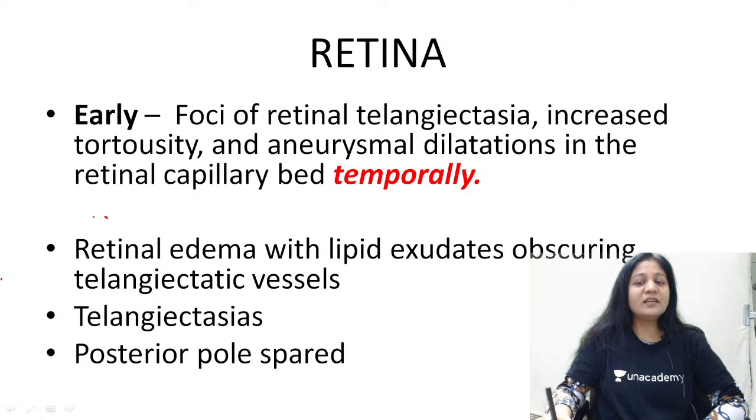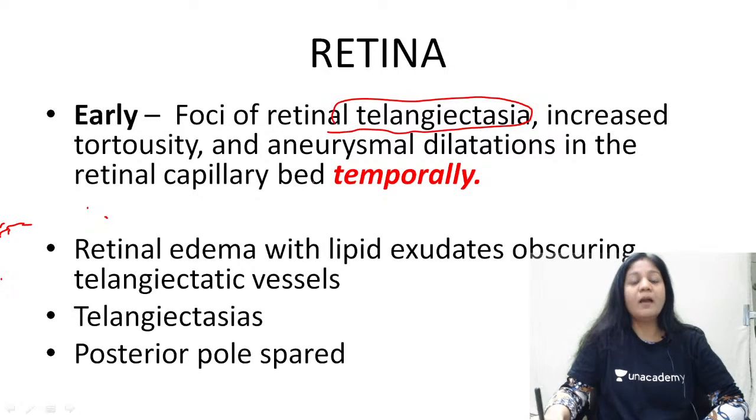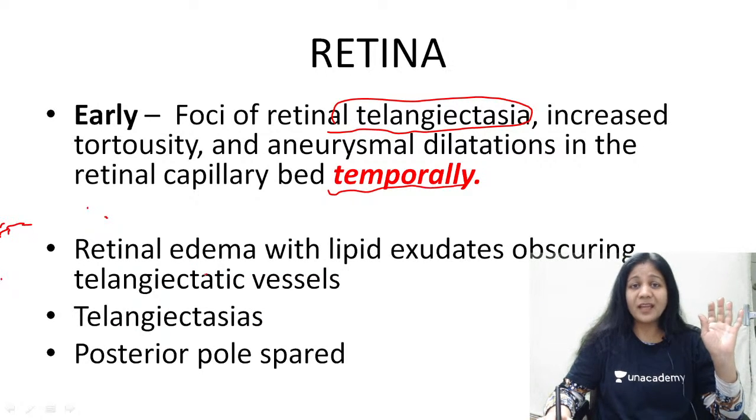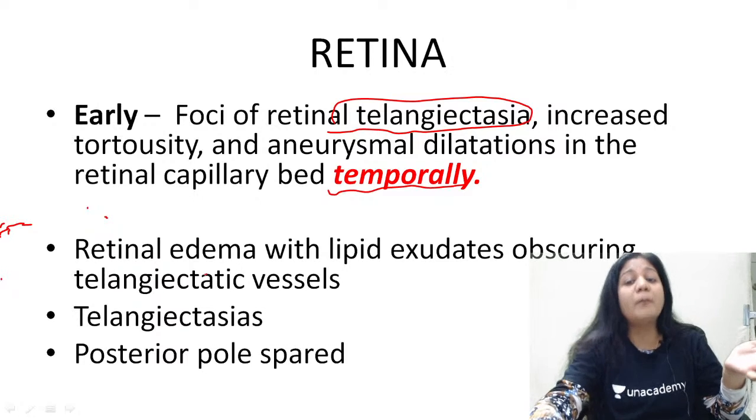So when you see the retina, you will mainly find the telangiectatic vessels early in the age. Okay, so telangiectasia, but here mainly it is in the temporal region. Please remember, the temporal telangiectasias are more common. Okay, you will also find that the posterior pole is generally spared, right? You don't have much findings in your macula.